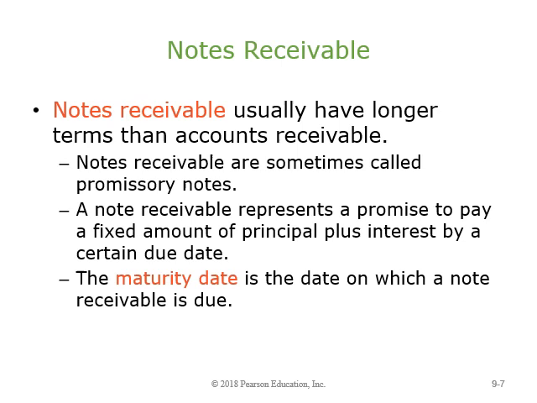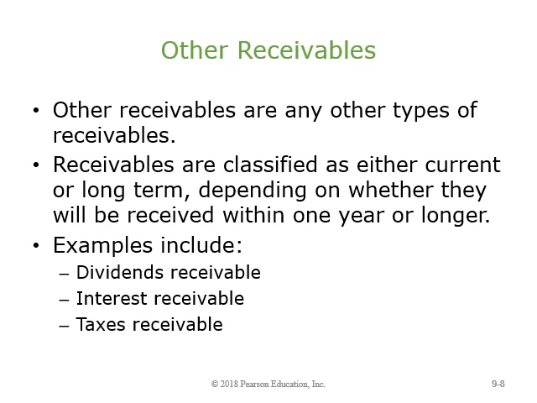Then we also have notes receivable. Usually these have longer terms than accounts receivable, so a note receivable is typically just considered a long-term asset. Essentially, this is a loan that we've given to someone and they need to pay us back plus interest by a certain date. That date is referred to as the maturity date, and that is the date on which the note receivable is due to us. We have other receivables as well. We can have dividends receivable, interest receivable, taxes receivable, but the most common that we're going to utilize is just the accounts receivable and potentially the notes receivable as well.